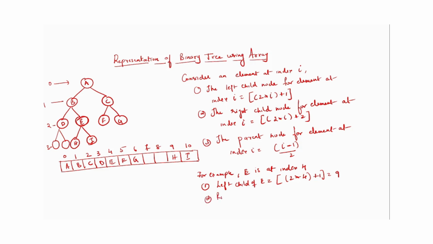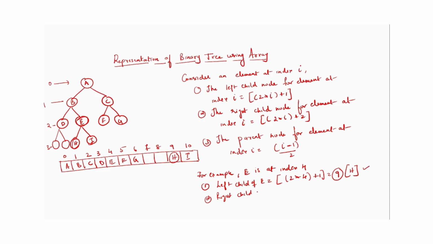Let us check whether this is right or wrong. So here I got an answer called 9. What is at index 9? At index 9 we have H. So is H the left child node of E? As we can see in the tree, H is the left child node of E. Therefore this answer is correct.